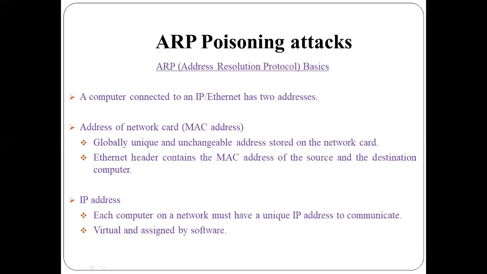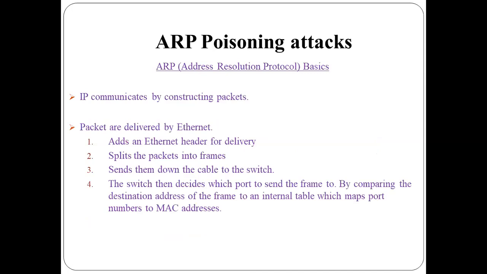Now here you can see that ARP is Address Resolution Protocol. A computer connected to an IP Ethernet has two addresses, we know very well. One is the MAC address, which is unique. Another is the IP address. We have talked about a lot of things for this. IP communicates by constructing packets, that is also okay. Now packets are delivered by Ethernet.